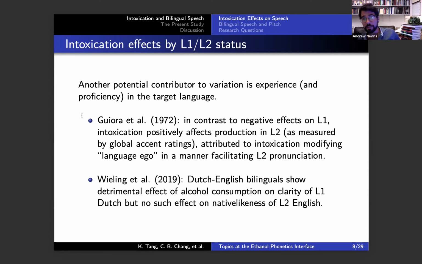Wieling et al., in a paper entitled Dutch Courage, looked at Dutch English bilinguals and found that they actually had a worse clarity of L1 under alcohol consumption, but no effect on their native likeness of L2 English. So there aren't actually too many studies that have looked at second language acquisition in alcohol. There are a lot that have looked at pitch on L1, but not very many that have looked at second language acquisition. These two are the main ones, including our own. So this is an area that's ripe for further research, and this is why we did the present study.